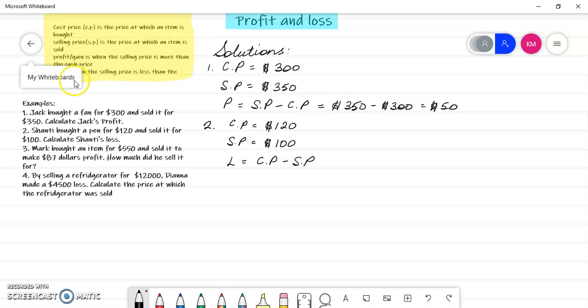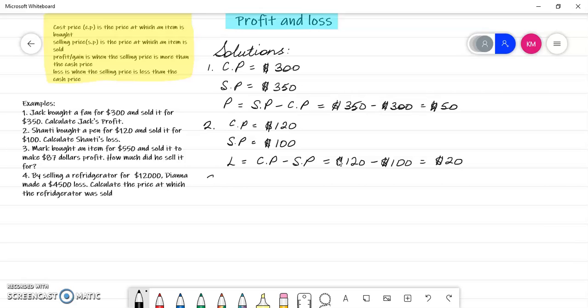Loss is always your cost price, take away your selling price. That is because loss is when the selling price is less than the cost price. So if the selling price is going to be less than the cost price, to find loss, you are going to have to say cost price, take away selling price. All this is supposed to have been done in primary school, so this should not be new to you all. Cost price here is $120, take away selling price, which is $100. You are going to get $20.